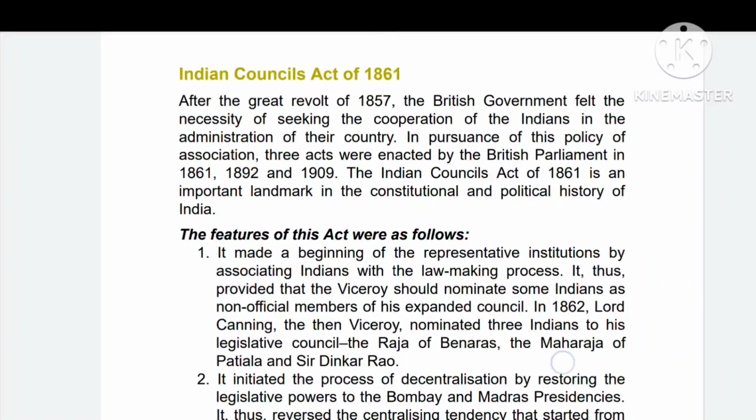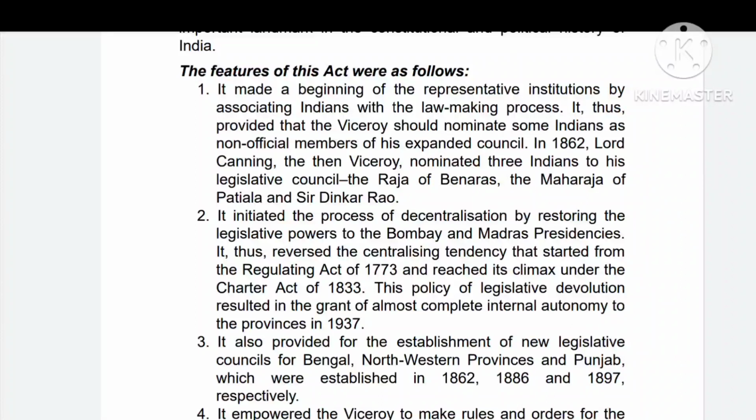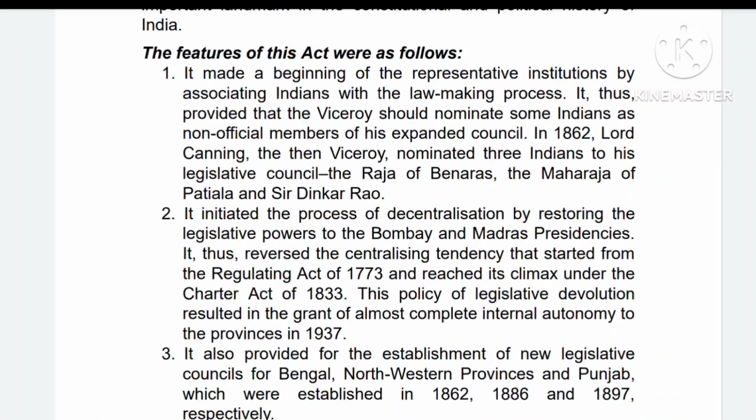Number 1. It made a beginning of representative institutions by associating Indians with the law-making process. It thus provided that the Viceroy should nominate some Indians as non-official members of his expanded council. In 1862, Lord Canning, the then Viceroy, nominated 3 Indians to his legislative council: the Raja of Banaras, the Maharaja of Patiala and Sir Dinkar Rao.